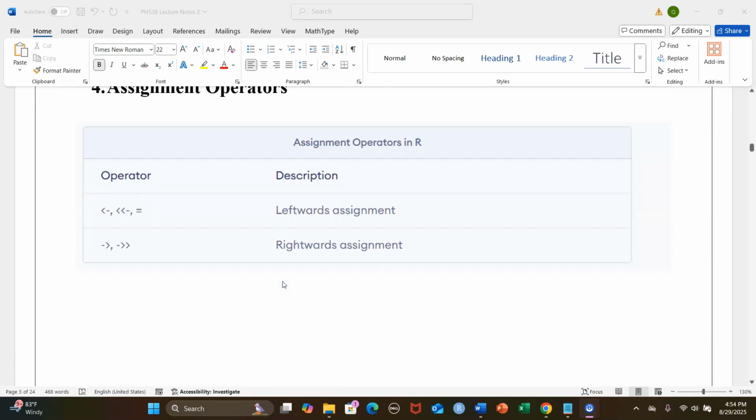Assignment operators: you have leftwards assignment, the left arrow, double left arrow, and equal sign. You have rightwards assignment, the right arrow and double right arrow. Just want to say that the double arrow, left or right assignment, what this does is when you assign a value to a variable using the double arrow, the variable value will be available across all the modules, functions, and units across your entire R session, R program. So that's the global assignment.